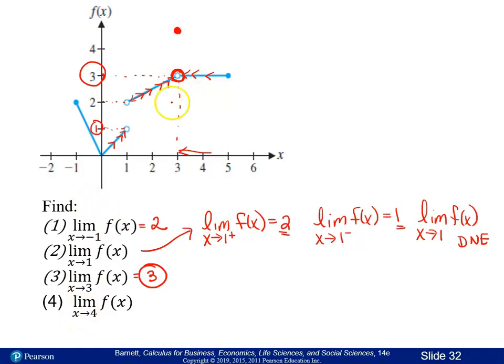All right, so the limit as we approach 4, a lot of people want to tell me there's no point there. Well, there's infinitely many points here. So yes, if that line is drawn in, there is a point there, and it looks like that point's going to be at 3. So no matter whether you're approaching from the left or from the right, it's still going to be at 3.